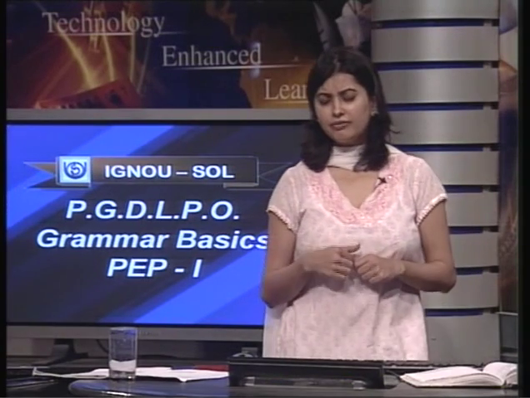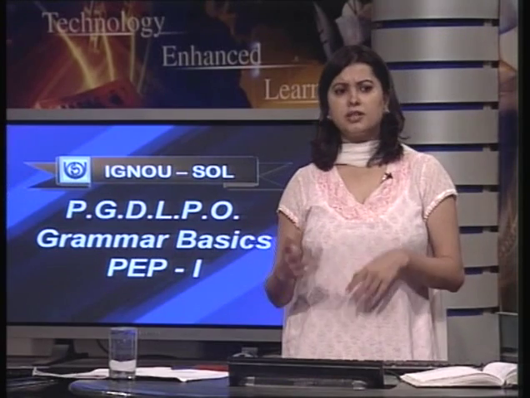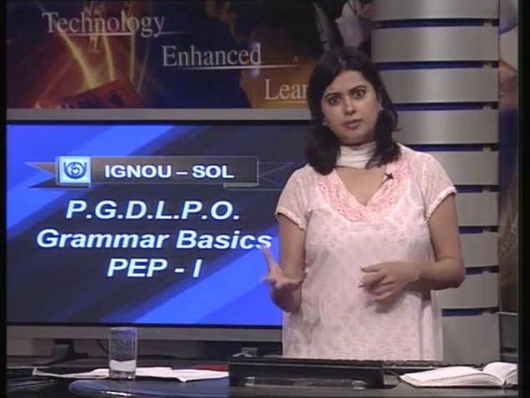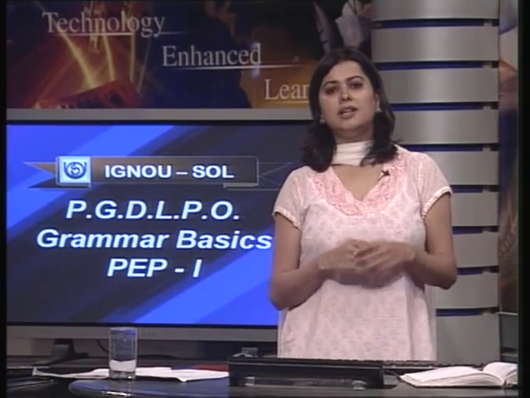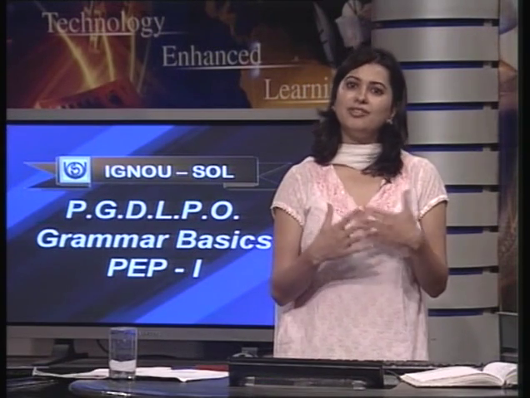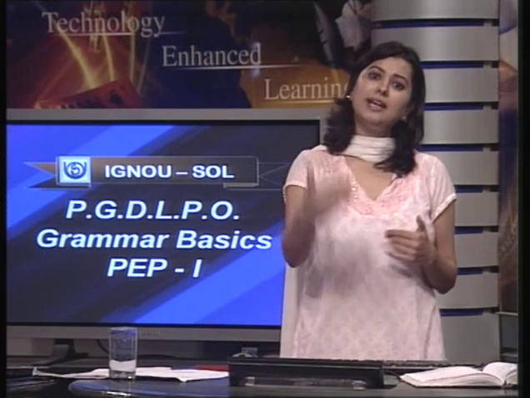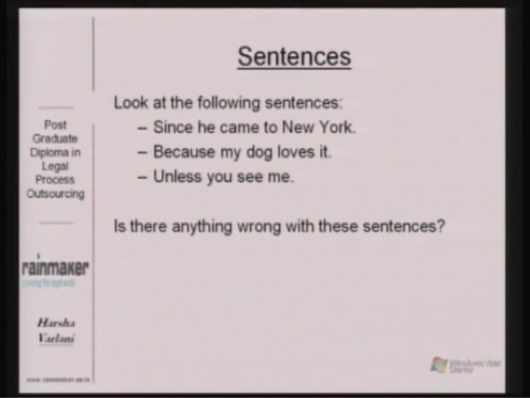The second part of it, now we have understood what the 8 parts of speech are, we have understood what is the subject, what is the object, what is the verb, how they agree with each other. Now we have to figure out what is a sentence. We have to start forming sentences that will help us in writing. Let us look at the following sentences. Since he came to New York, because my dog loves it, unless you see me.